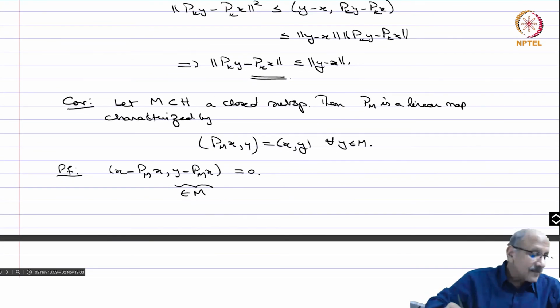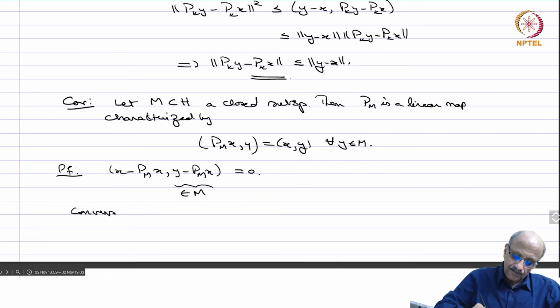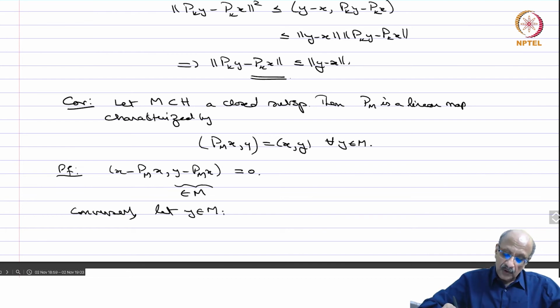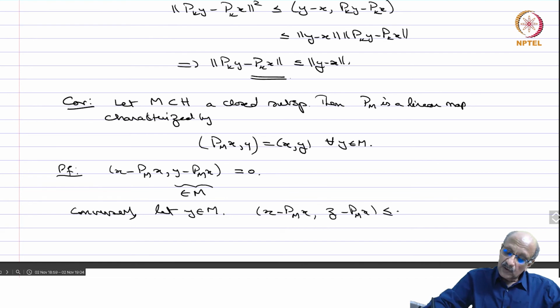On the other hand, conversely, let y belong to M. Okay, so then we have to show that P_M satisfies this particular thing. So what do we have? We have ⟨x − P_M x, z − P_M x⟩ is less than or equal to 0 for all z in M. This is given to us.